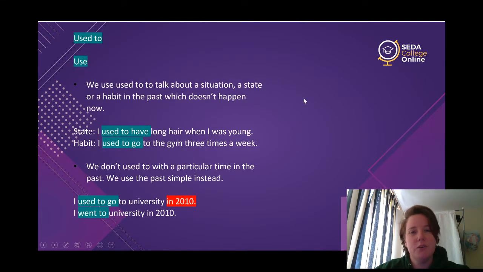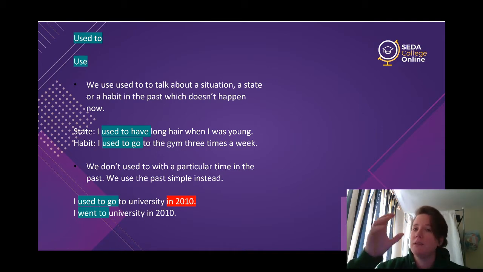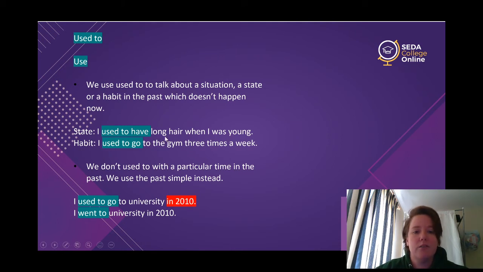Now, when do we use it? Why do we use used to? We've done a lot of form and how we use it, but why do we use it? We use used to talk about a situation, a state or habit in the past which doesn't happen now. Okay, so we're talking about the past, something that happened in the past or didn't happen in the past and does now or doesn't now. State: I used to have long hair when I was young. Habit: I used to go to the gym 3 times a week. Okay, so these are things, state and habit.